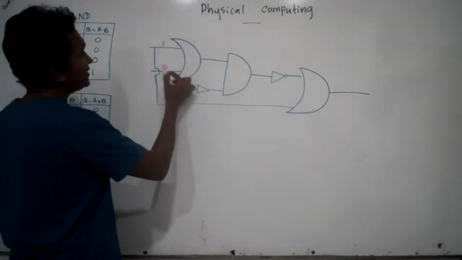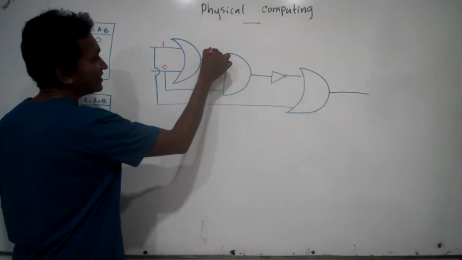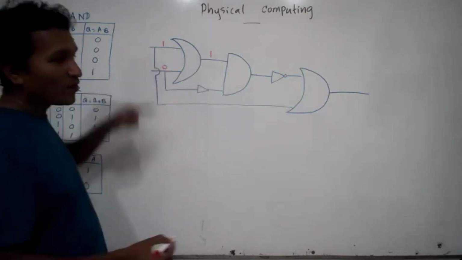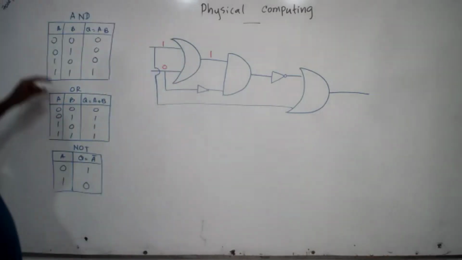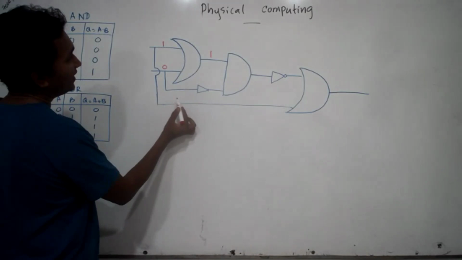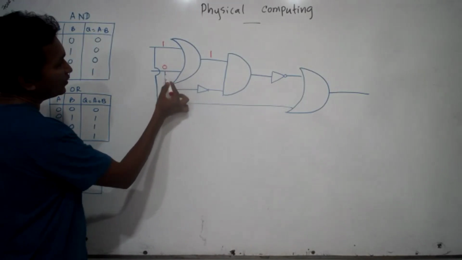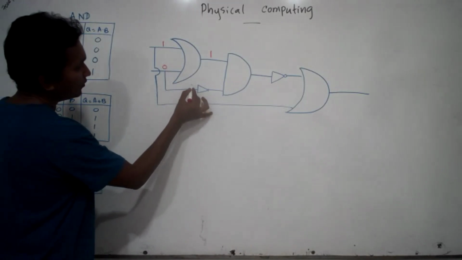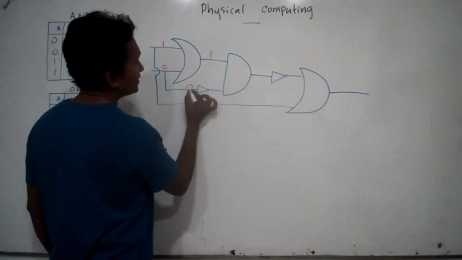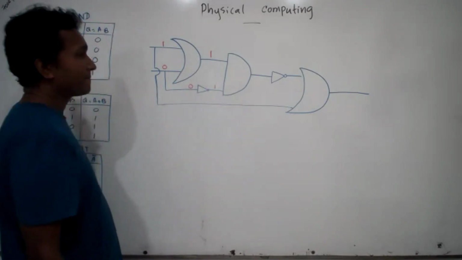So this is 1, this is 0, then this will be what? 1. Because this is an OR gate, right? OR gate 1, 0 is 1. Then when we come to this place, this is 0, it is joined to this NOT gate, therefore this is also 0, right? So once 0 comes through this NOT gate, it will become 1, right?